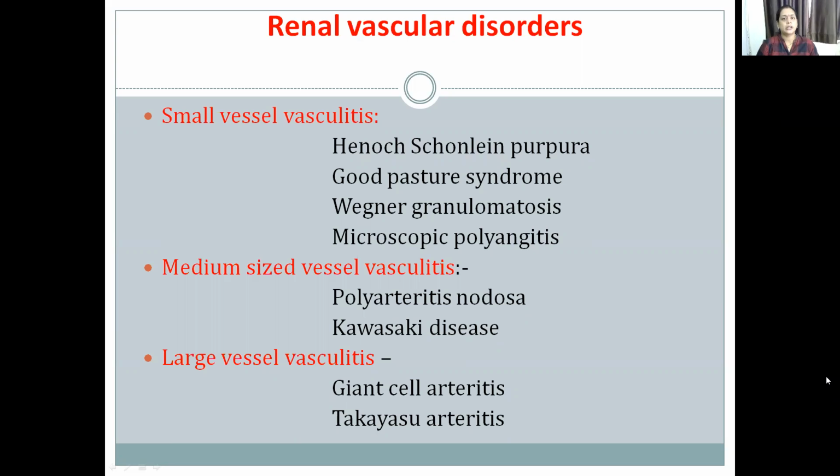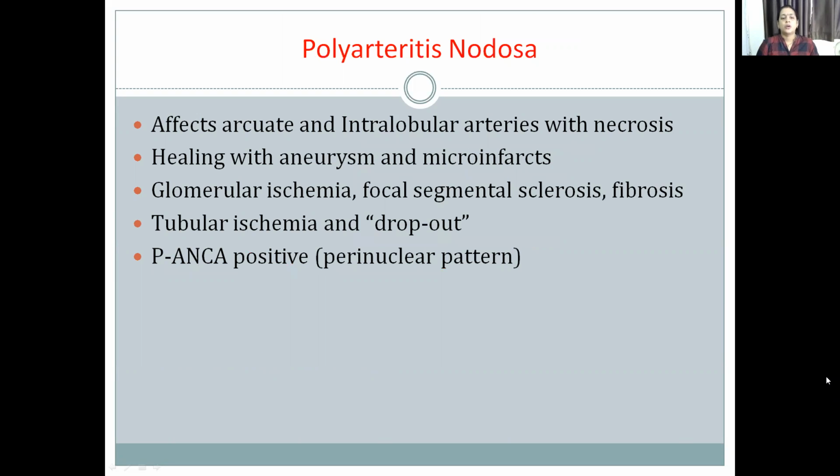HSP, I spoke about while talking about IgA nephropathy. Goodpasture, when I spoke about RPGN, anti-GBM antibody disease, we spoke about Goodpasture, wherein the lung is involved. Wegener's granulomatosis and microscopic polyangiitis are also examples of pauci-immune type of RPGN. Okay, so what do we see in PAN?